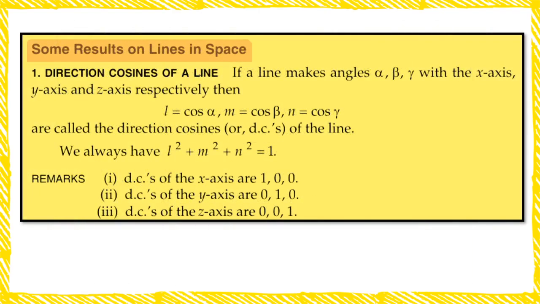Then we have some results on lines in space. Direction cosines, first of all, as we have done in vector algebra also. Direction cosines are normally cos alpha, cos beta, cos gamma, and we represent these direction cosines with the letters l, m and n. And we have one important result, that is l square plus m square plus n square is equal to 1. DCs of x-axis are 1, 0, 0 because we are talking about x-axis, so y and z are going to be 0. DCs of y-axis are 0, 1, 0. DCs of z-axis are 0, 0, 1.